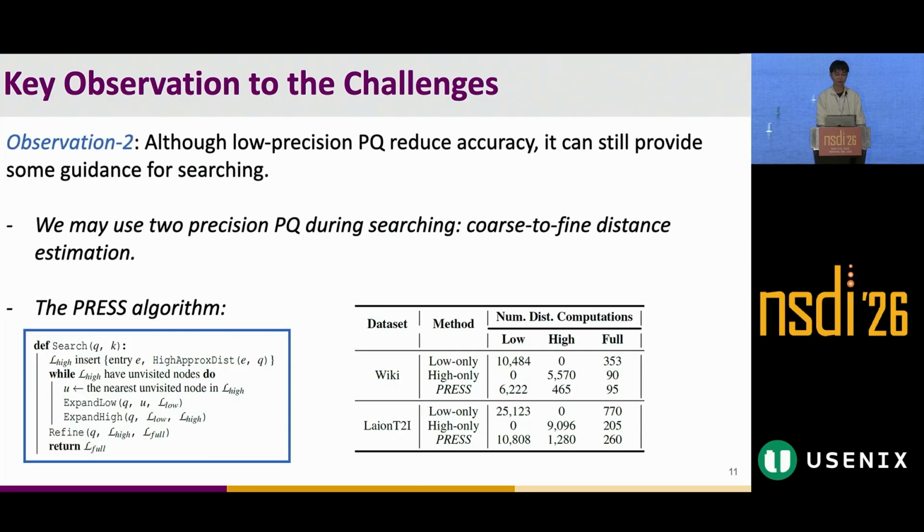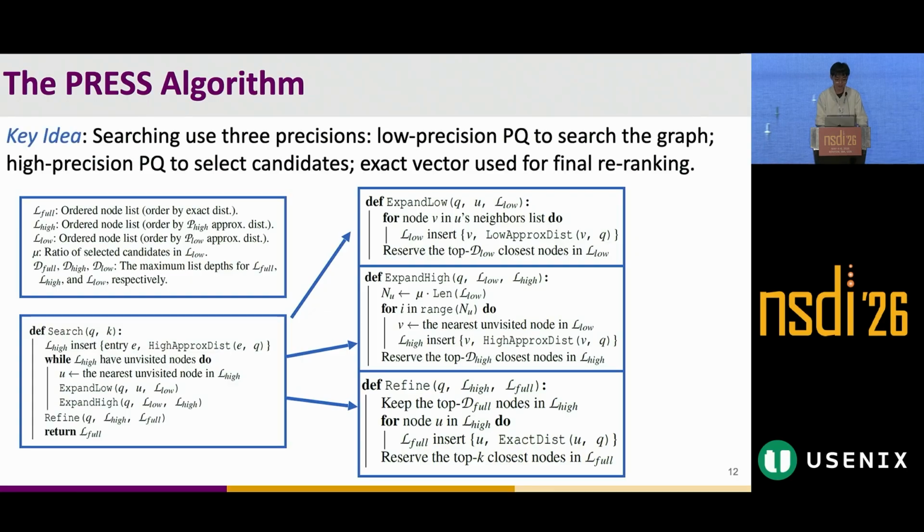The second observation is that although very low precision PQ reduces the overall accuracy, it can still provide some guidance for searching on the graph. So driven by this, we think we can use two precisions of PQ during the searching. We can use coarse to fine distance estimation to guide our search rather than only using one precision of the PQ compression factors. Next, we propose our PRESS algorithm.